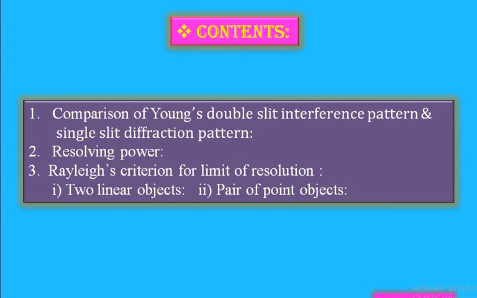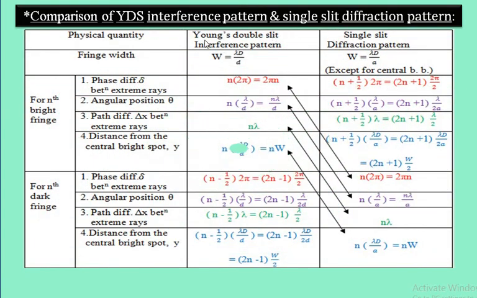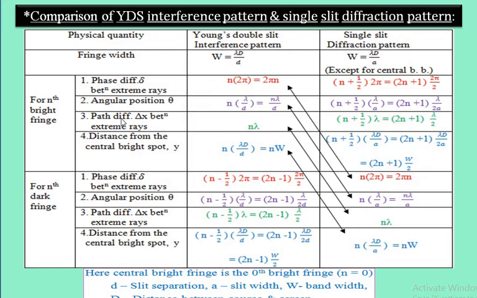Let us see the table for the comparison of the Young's double slit experiment, that is interference pattern, and the single slit diffraction pattern. Here in this column the physical quantities are given for nth bright and nth dark bands. In this column the different formulas for the Young's double slit interference pattern are written, and in this column the different formulas related to the single slit diffraction pattern are written.